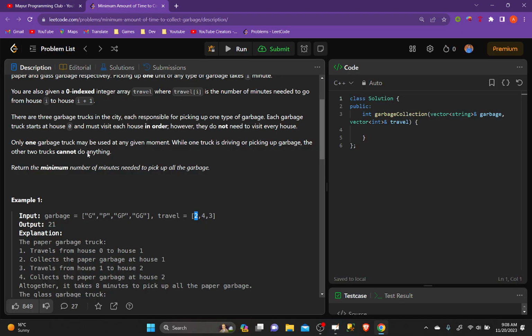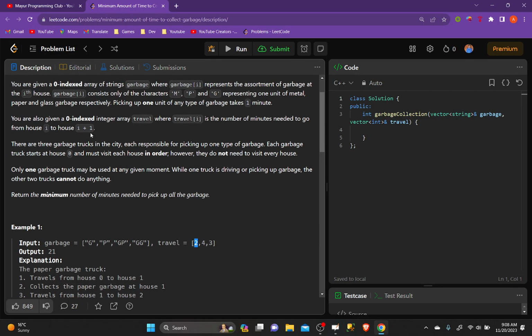Okay, and then there are three garbage trucks available in the city, each of which is responsible for picking only one type of garbage. So there will be a paper truck, a metal truck, and a glass truck. Each garbage truck starts at house zero and must visit each house in order. So one by one, each house will be visited.